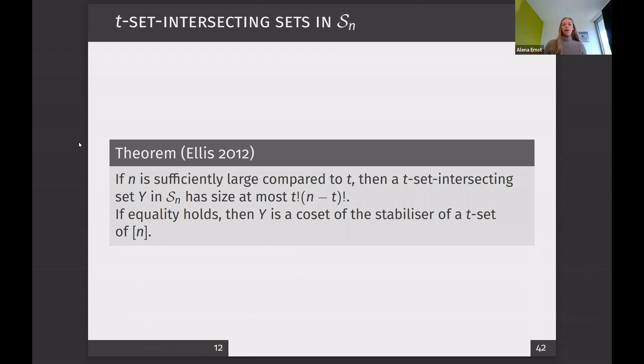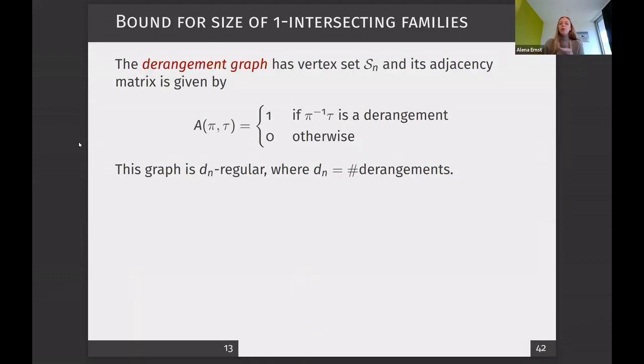So how would we attack this problem now in order to prove it? So we again want to construct a graph. So at least we just focus on the point intersecting case, not on the set intersecting case. And we want to construct a graph such that our t-intersecting set is an independent set within the graph. Okay, so for the t equal 1 case, what we could do is we can just take the derangement graph as a possible way to attack this.